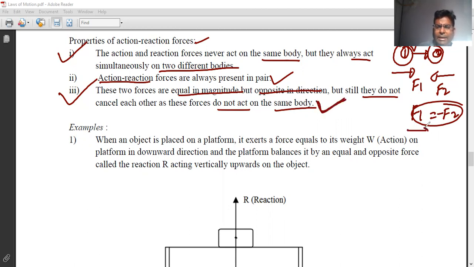So F1 is acting on the second body and F2 is acting on the first body, and their magnitude is the same but direction is opposite. So this is the property of action reaction force. So read this one and write it down, then I will give you the examples.